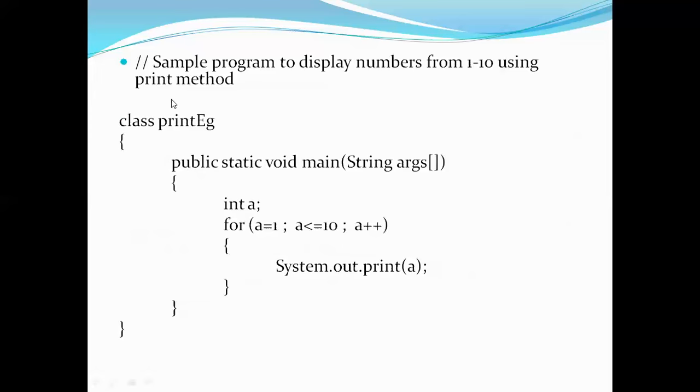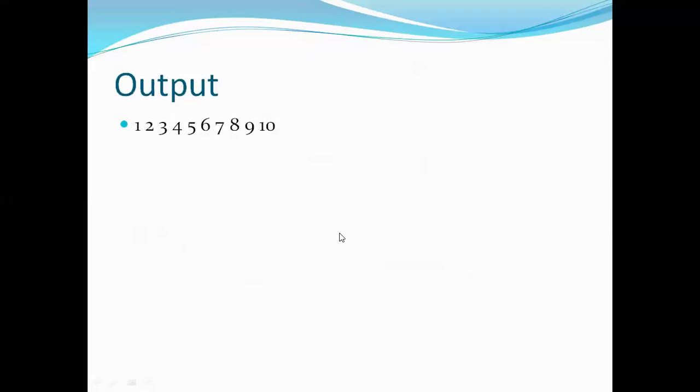First, we are seeing the print method. Let's see the example here. I took a class with the main method. I have declared a variable a. I took a for loop here, a equal to 1 to 10, and I'm just printing System.out.print(a). So I'm printing this variable. If you observe, it is the print method. Print means the a values are printed in the same line. What is the a value? 1 to 10. So if you see the output, it will be like this: 1, 2, 3, 4, 5, 6, 7, 8, 9, 10. So that is print a.